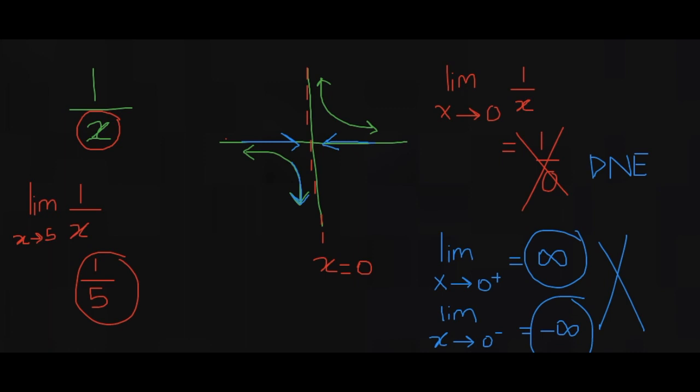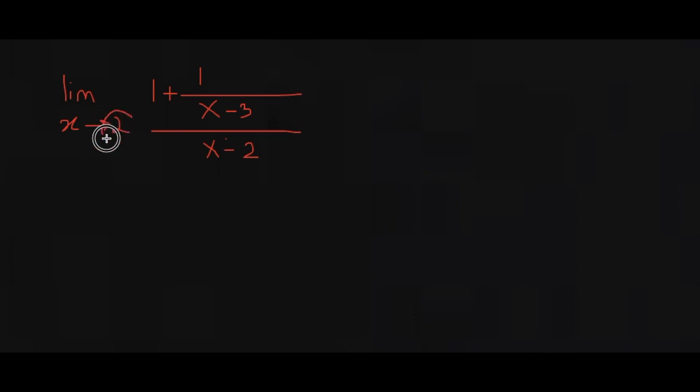Let's try a bit of a trickier example. The next question we're going to go through is the limit as x approaches 2. So this is also a reciprocal function because you have a fraction within a fraction. The first thing that I would try to do is just plug 2 in directly.